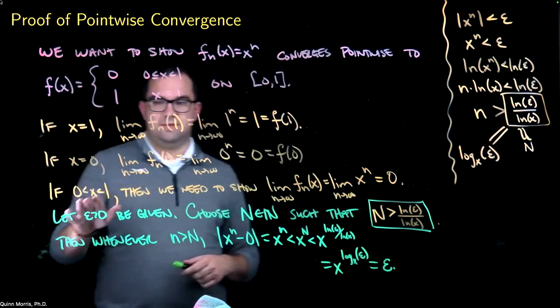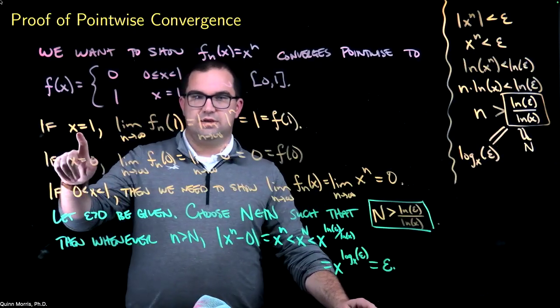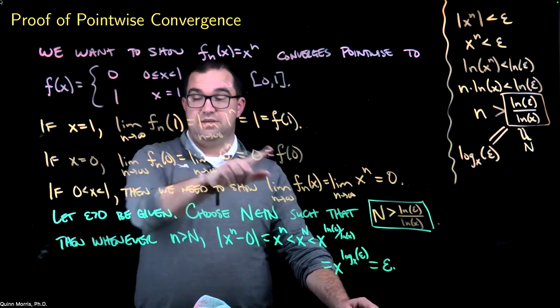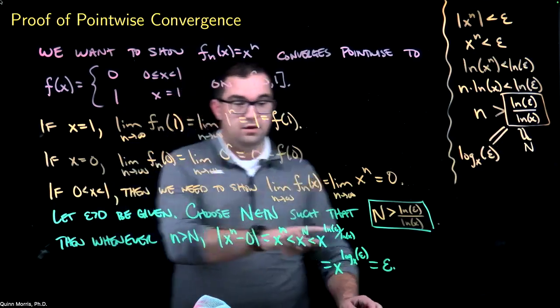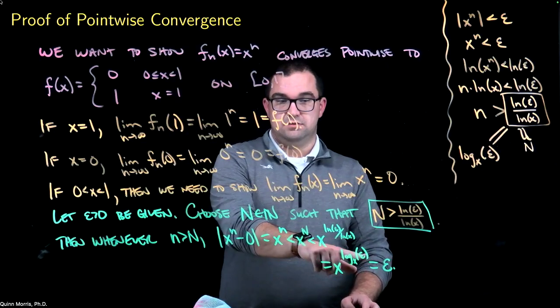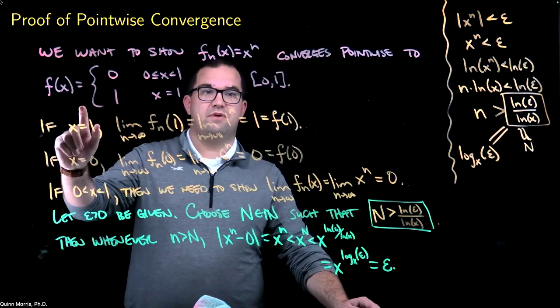And so what we have demonstrated here is that for x equal to 1, I can do this. For x equal to 0, I can do this. For any x strictly between 0 and 1, I can do this, right? And so this is, in fact, the limit function.